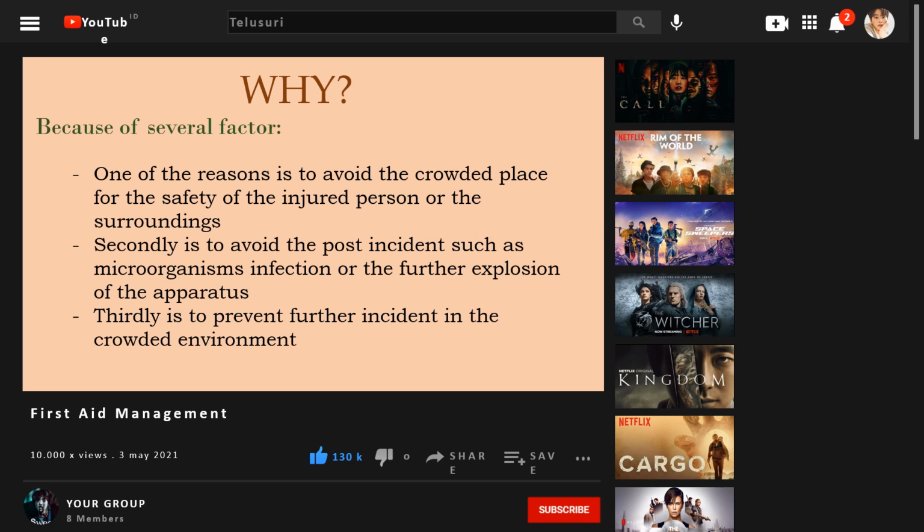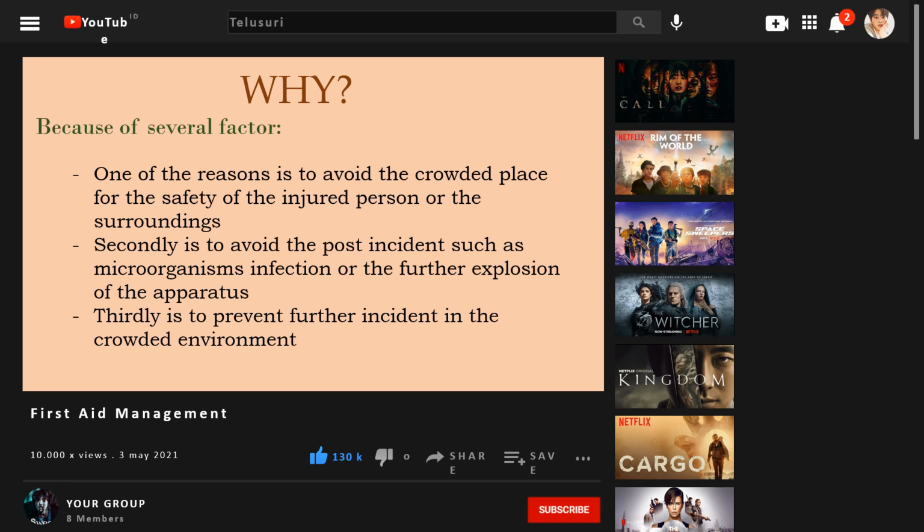Secondly, is to avoid post-incident effects such as microorganism infection, because we don't know if the people or the surroundings are clean and free from microorganisms. So, remember to wash your hands before handling the patient or the injured person.